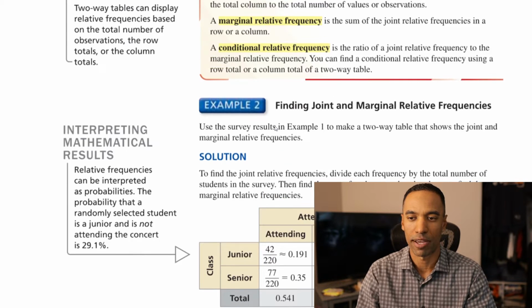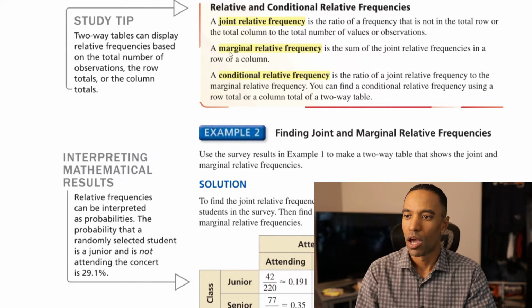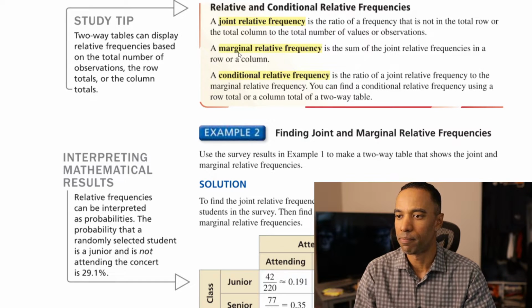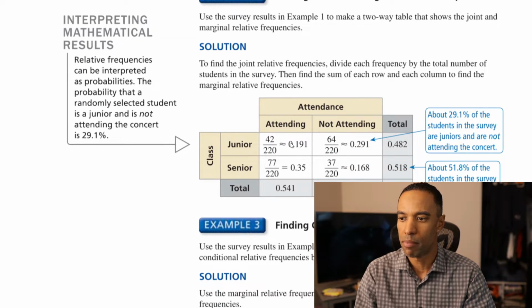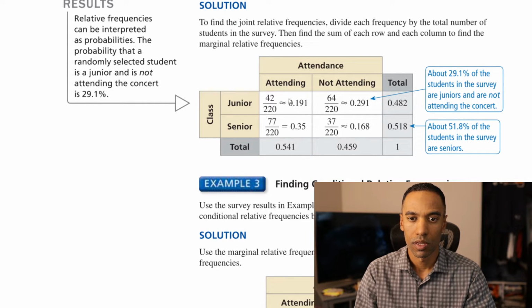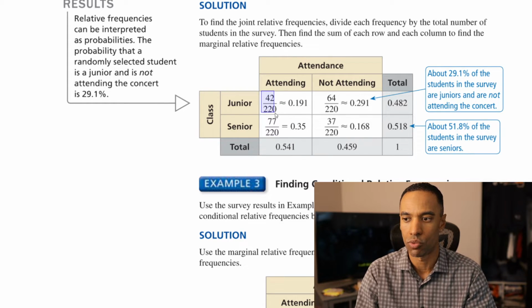But now you divide by 220, you divide by the total. A marginal relative frequency is the sum of the joint relative frequencies in a row or a column. So the sum of these ones, boom and boom. Now don't round early, because you should not use rounded values to come up with the total. Use the exact ones whenever you can. So do this plus this instead, because both of these could be rounded.